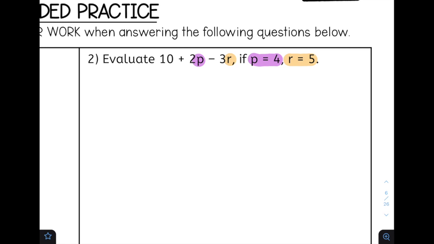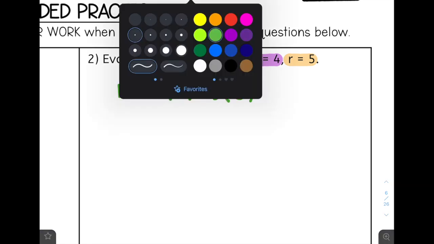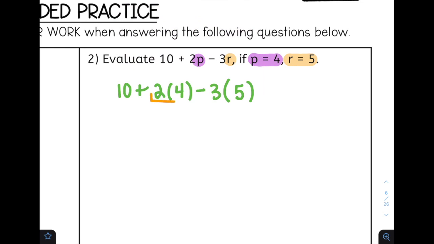So here we have 10. Again, I always like rewriting this. 2 times p, which is 4. Again, parentheses mean to multiply. Minus 3 times r, which is 5, so I'm just substituting in 5. I want to make sure I'm following order of operations, so I'm going to multiply first and then deal with my addition and subtraction.